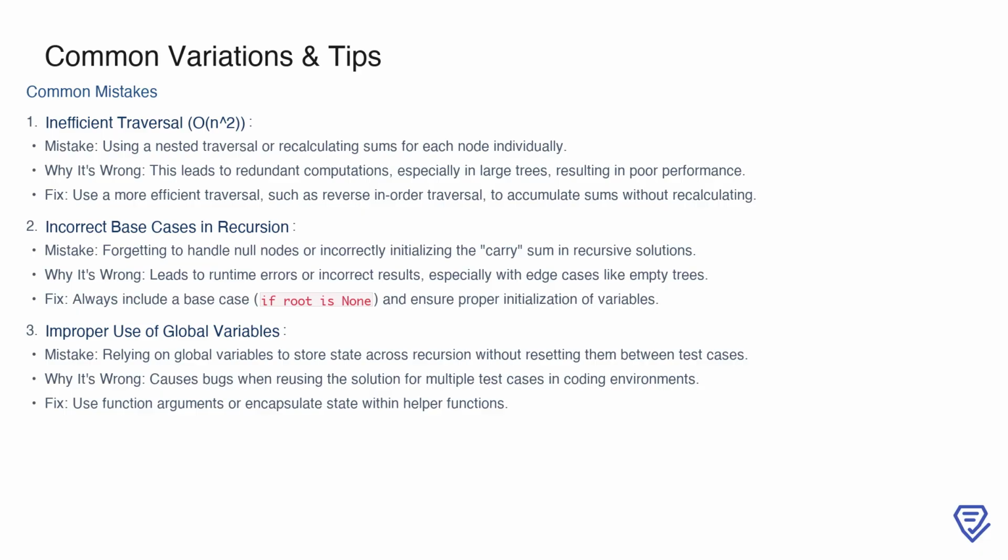Additionally, relying on global variables to store state across recursion can be problematic. Global variables may not reset between test cases, leading to bugs in environments where multiple cases are tested. To avoid this, encapsulate state within helper functions or use function arguments to manage it effectively.